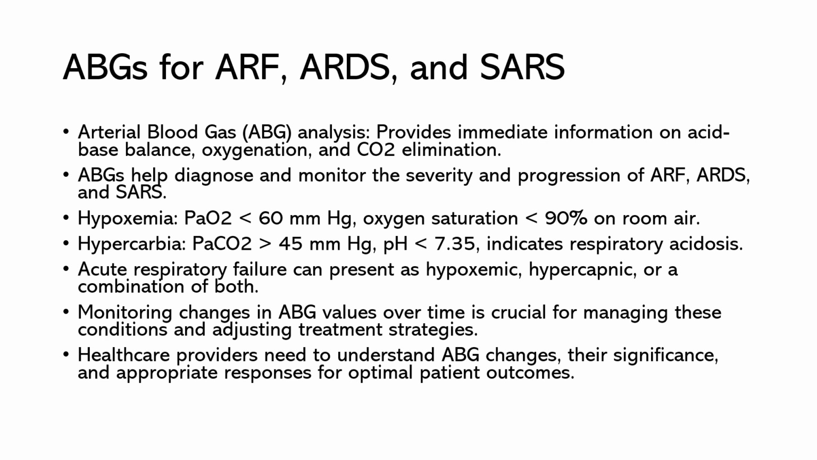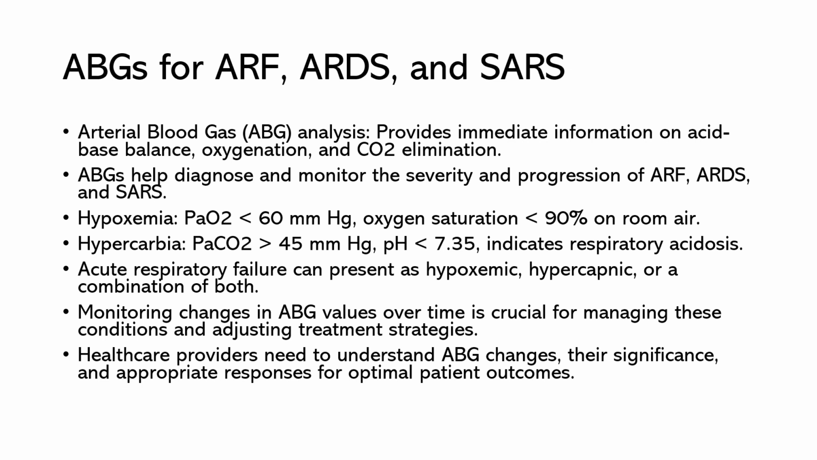Think about this. Hypoxemia is an oxygenation failure. Hypercapnia is a ventilatory failure, and your patient can have one or both. For hypoxemic failure, the partial O2 is typically less than 60 millimeters mercury on room air, and the SaO2 is less than 90%. For hypercapnic failure, this is your ventilatory failure. PaCO2 is typically greater than 45 millimeters mercury with a pH of less than 7.35.